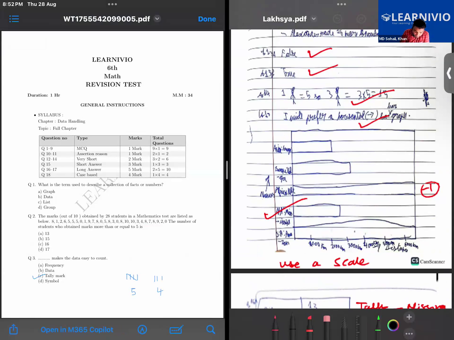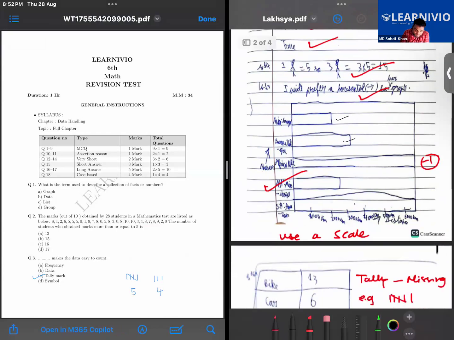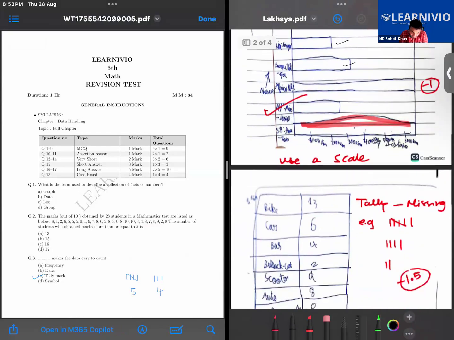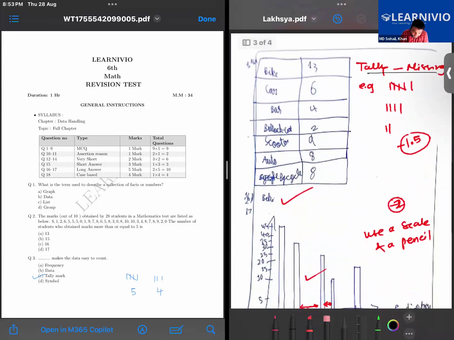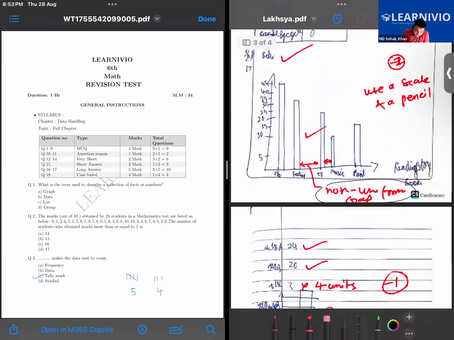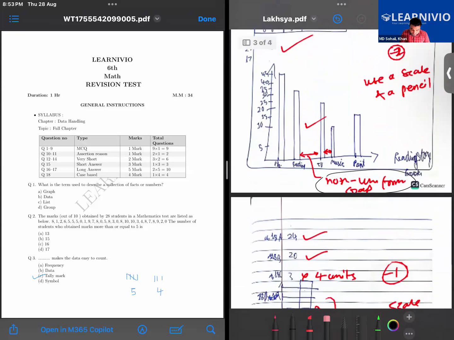So it is not looking very appealing. Getting it? The width is not uniform. Look what you have done here, Laksh. So try to use a scale. Thereby your marks were deducted in this. In this, tally marks were missing as you were mentioning. And again, the gap is non-uniform. There should be equal gap between the bars.